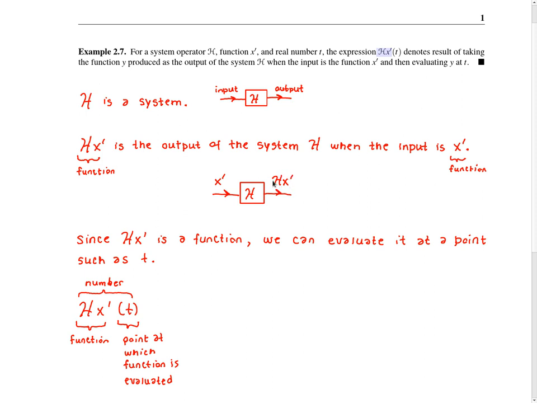Now, since hx prime is a function, we can evaluate it at a point. So we can, for example, evaluate this function at the point t. So hx prime of t, which is the expression that we're trying to figure out the meaning of, is simply this function hx prime evaluated at t, where in particular the function hx prime is the output of the system, which is denoted by this operator h, when the input to the system is the function x prime.